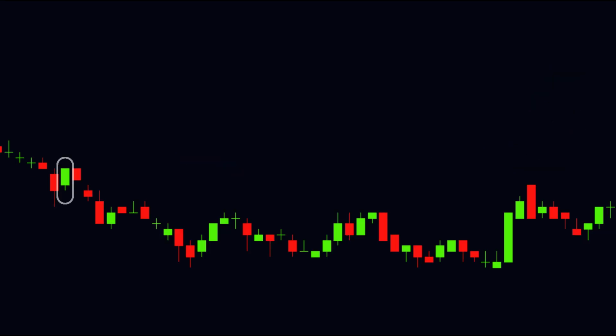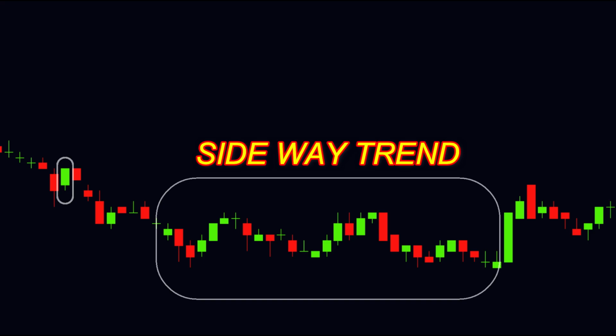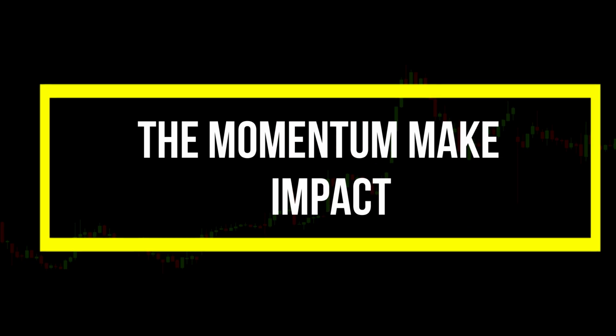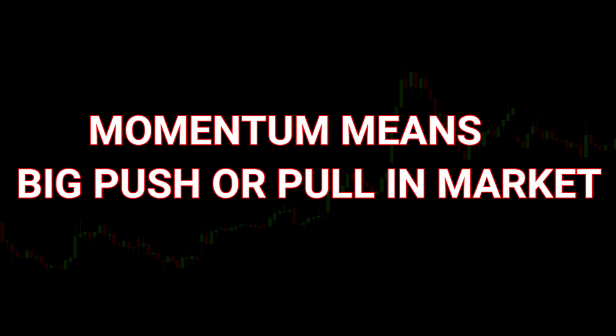As you can see here, the bodies of these candles are small, so no more buying or selling occurs. Because traders are not interested in this region, the market remains in a sideways trend. Now our third secret strategy is, the momentum makes impact. Momentum means a big push or pull in the market.